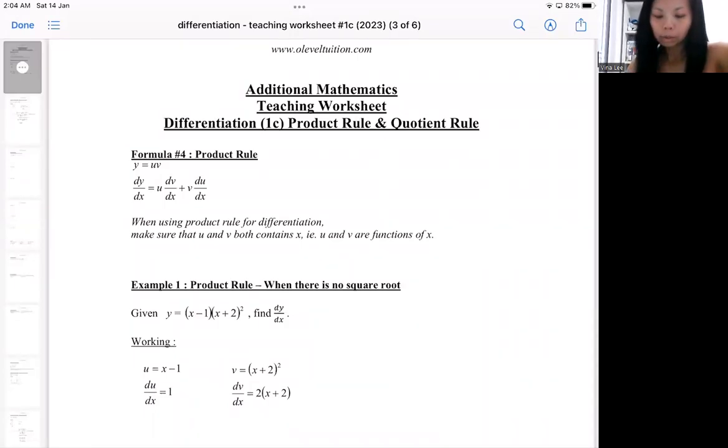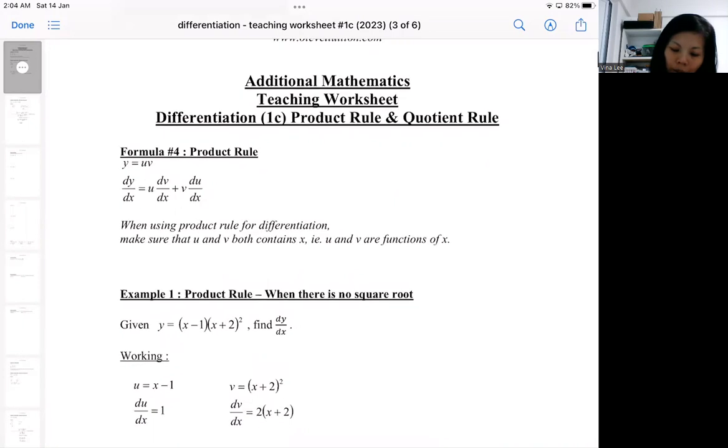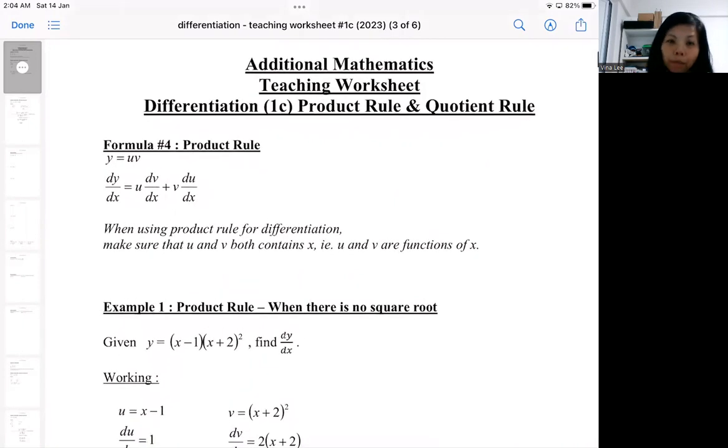Here we come to the fourth rule for the differentiation technique. So the fourth rule will be a product rule. As the name suggests, it's meant for a product. So we actually label the product as U and V. There's actually a condition that needs to be satisfied, then we can use this product rule.